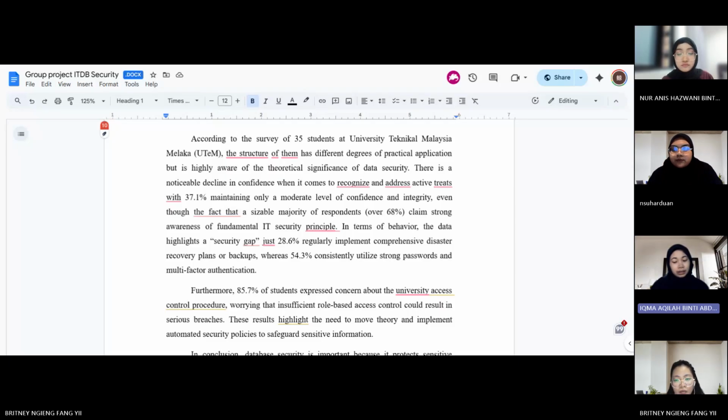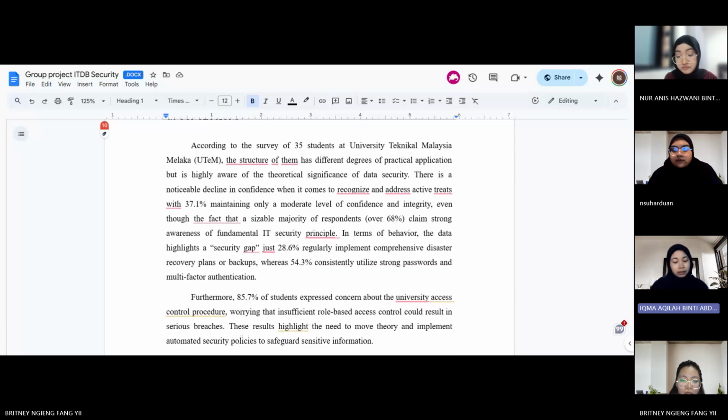In terms of behavior, the data highlights a security gap: just 28.6% regularly implement comprehensive disaster recovery plans or backups, whereas 54.3% consistently utilize strong passwords and multi-factor authentication. Furthermore, 85.7% of students express concern about the university's access control procedures, worrying that insufficient role-based access control could result in serious breaches. This result highlights the need to move from theory to implementing automated security policies to safeguard sensitive information.